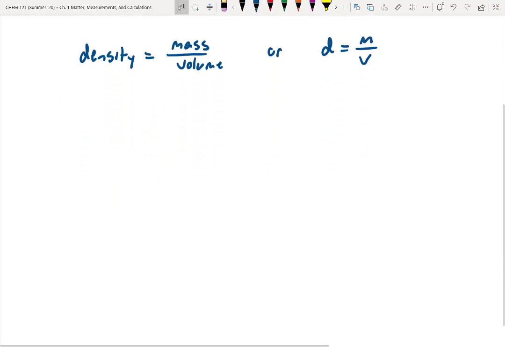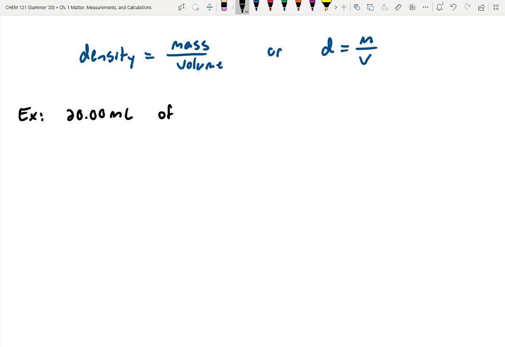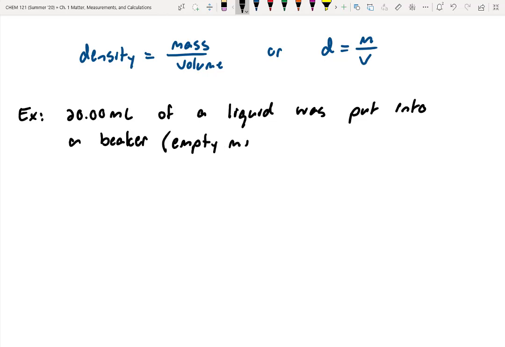So let's go ahead and do an example problem. In this example, we've got 20 milliliters of a liquid sample, so 20.00. Let's be specific with our sig figs. Of a liquid was put into a beaker. In this beaker, we pre-measured it, and its empty mass, meaning the beaker just by itself without anything in it, was 31.447 grams. And then we weighed the liquid after we put it in the beaker.